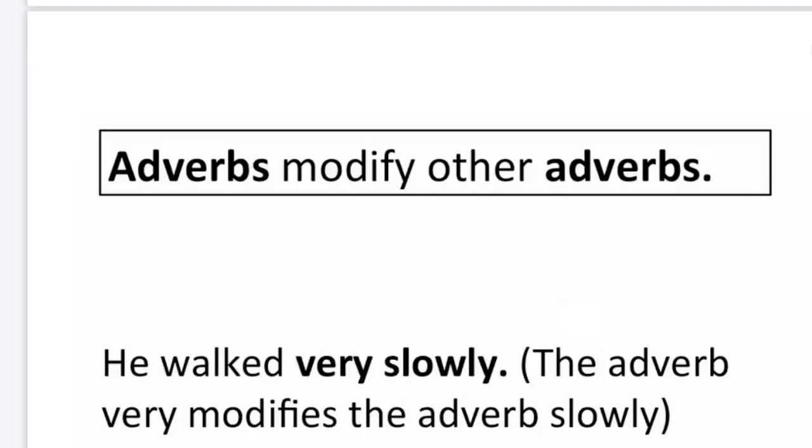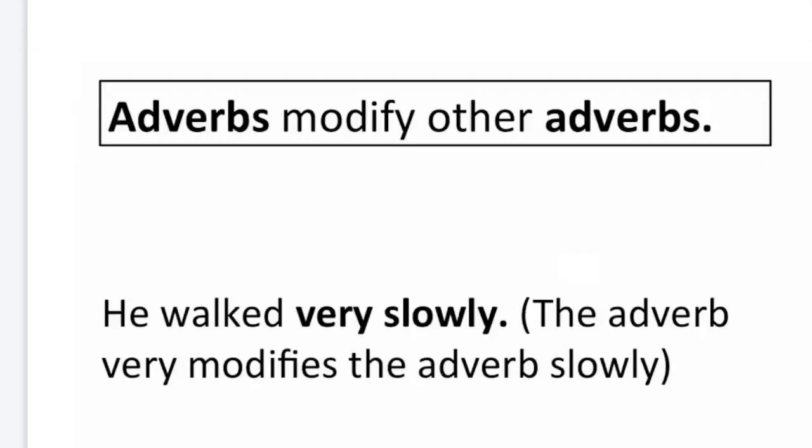Similarly, adverbs can modify other adverbs also. For example, he walked very slowly. So he walked is the verb, and the quality of walked is slowly. He walked slowly. So slowly is an adverb. But even slowly, how much slowly? Very slowly. So very is also an adverb. Anything that modifies another adverb is also an adverb.